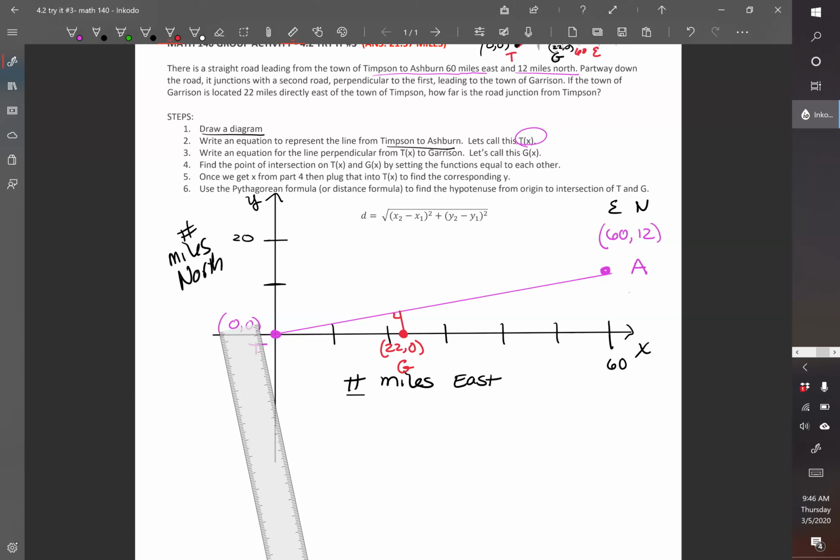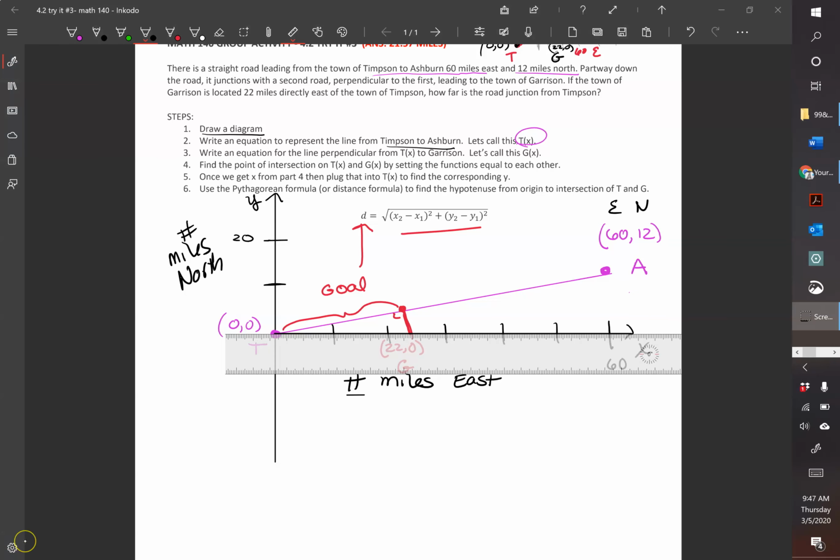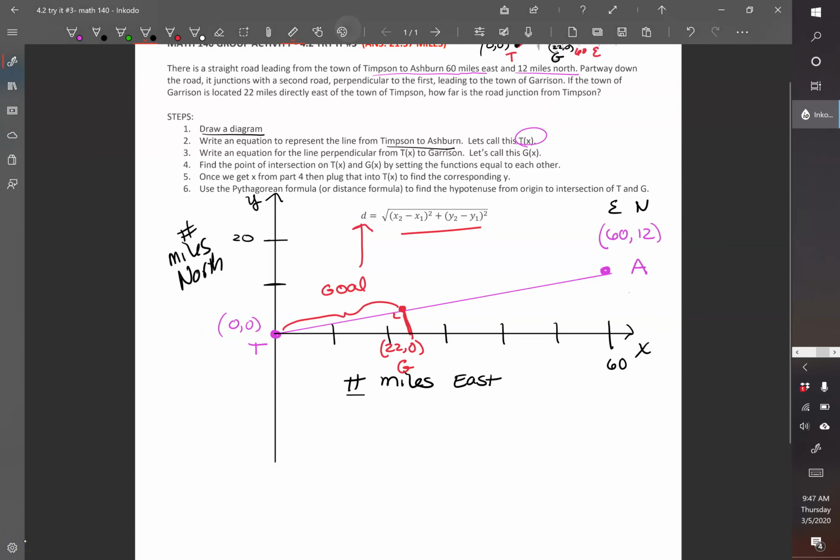But how do we get there? So we're trying to find, ultimately, this point of the junction. This is our goal, to find D. And we're going to plug this point, whatever that may be, into here. And the X is not going to be at 22, it's going to be close to it. I feel like I should just make that look a little better. Okay, so I'm going to get this ruler put away. So we have this information.